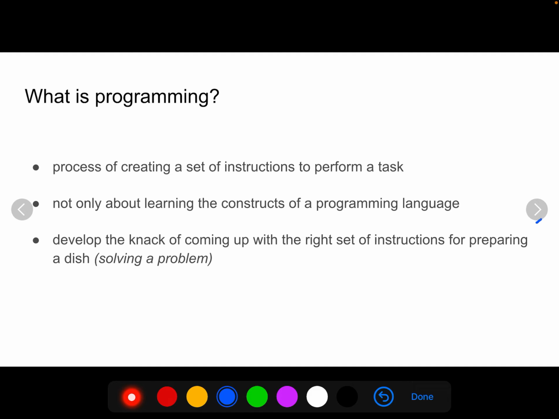So to talk in the context of cooking, you can specify those instructions in the format specified, but you should also know the steps to prepare the dish, right? If you don't know the steps in the first place, then whatever instructions you write, you will not get the correct dish. Instead of paneer butter masala, you will end up with a different dish, right? So you need both the instructions as well as the rules to represent the instructions, right?